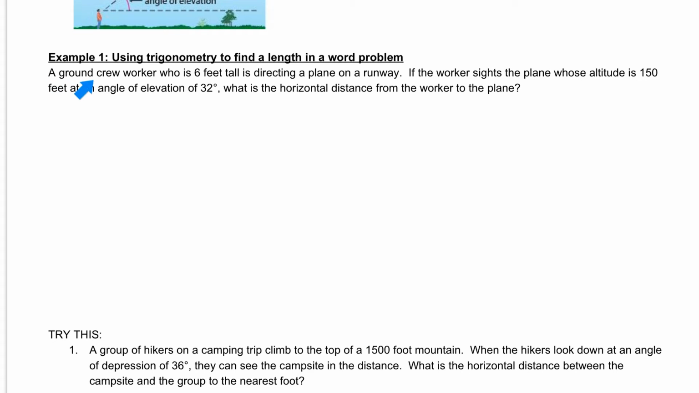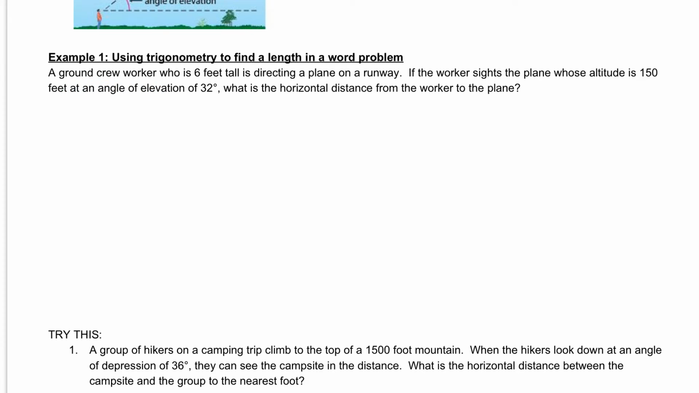Example 1 says a ground crew worker who is 6 feet tall is directing a plane on a runway. If the worker sights the plane, whose altitude is 150 feet at an angle of elevation of 32 degrees, what is the horizontal distance from the worker to the plane? So the first thing we want to do is get a picture, and you can draw the picture as best as you can. Sometimes the picture will be given to you, and sometimes you'll have to come up with it yourself.